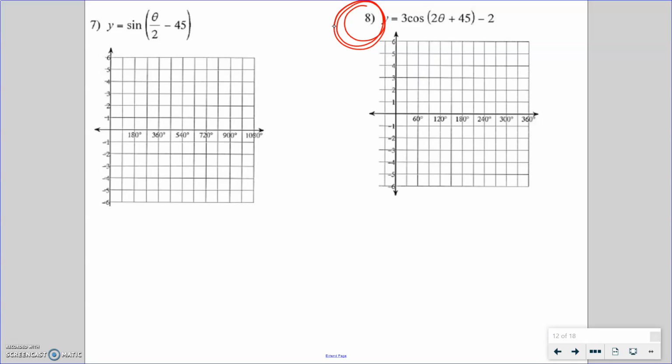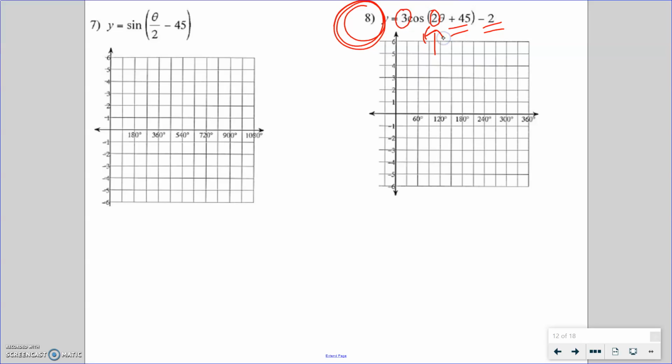First thing you have to be careful of is you see how there's 2 theta and the plus 45 inside of the parentheses, okay? One thing I would do is I would focus on the 2 first, draw a sketch, focus on the 3, adjust my sketch, then I would worry about the whole left 45 degrees and down 2. Okay, so that's the order I would do it in.